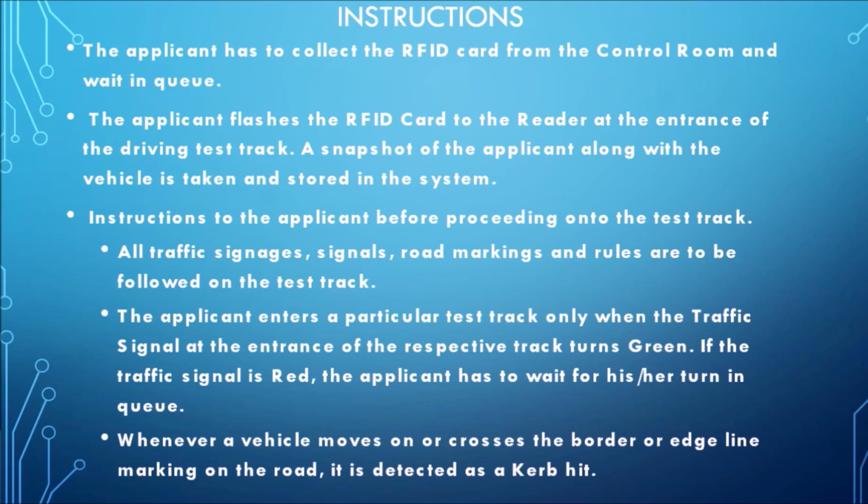Whenever a vehicle moves on or crosses the border or edge line marking on the road, it is detected as a curb hit.